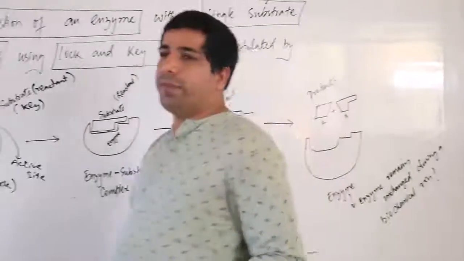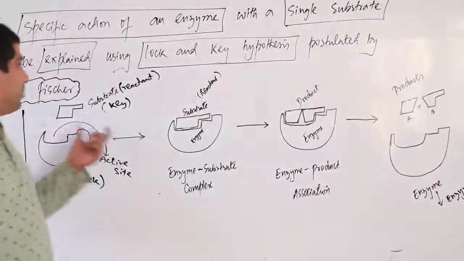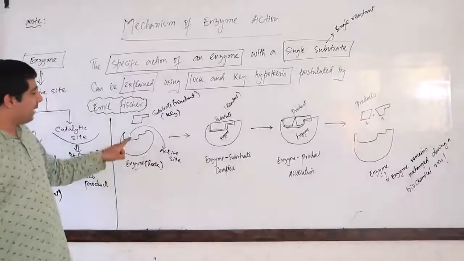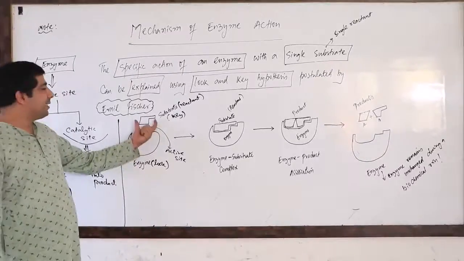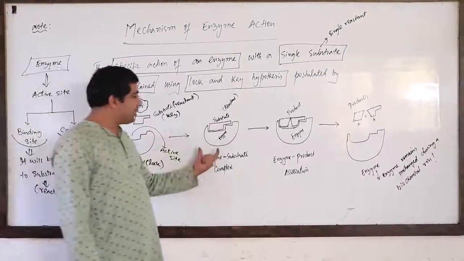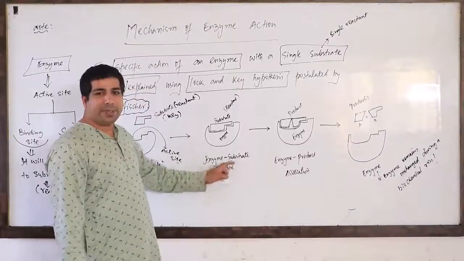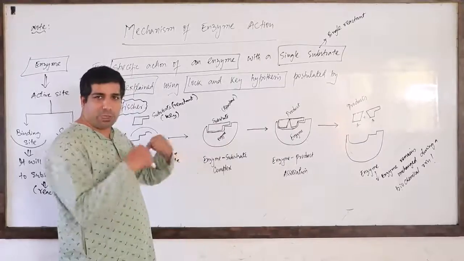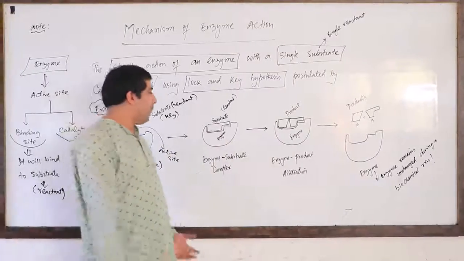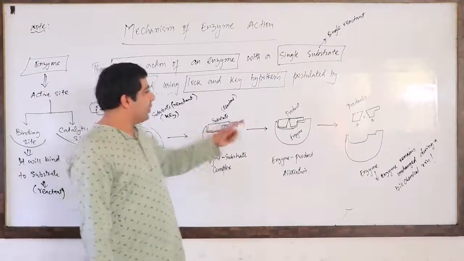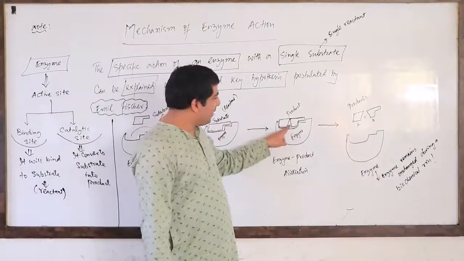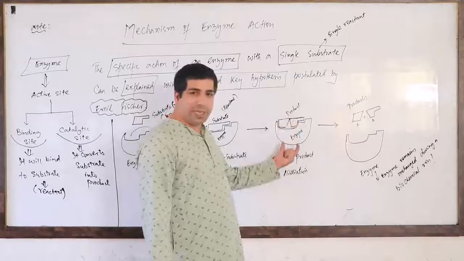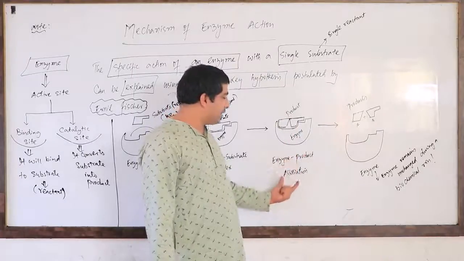So I hope, my dear friends, you have understood. We took a substrate, consider it as a key, and enzyme as a lock. Enzyme will have an active site. This substrate will come and fit into this active site. Now we'll make enzyme substrate complex. The affinity between substrate and enzyme is very strong. Strong bond will be there. Okay. So after that, what happens? The substrate is converted into product. Can you see the cleavage here? It's converted into products.